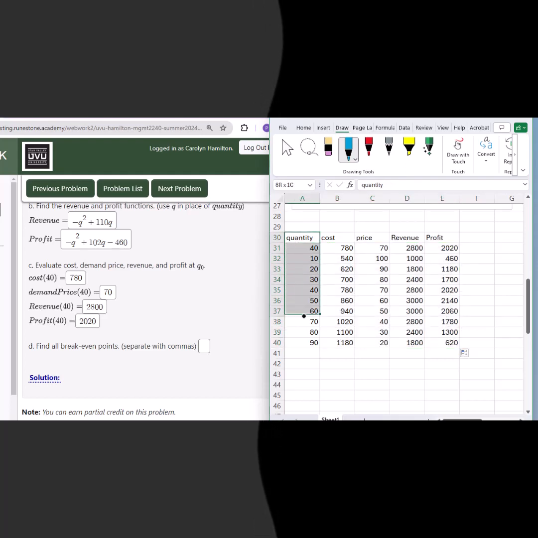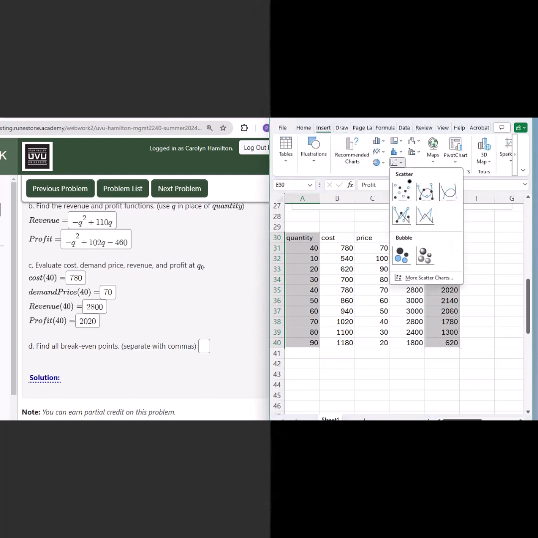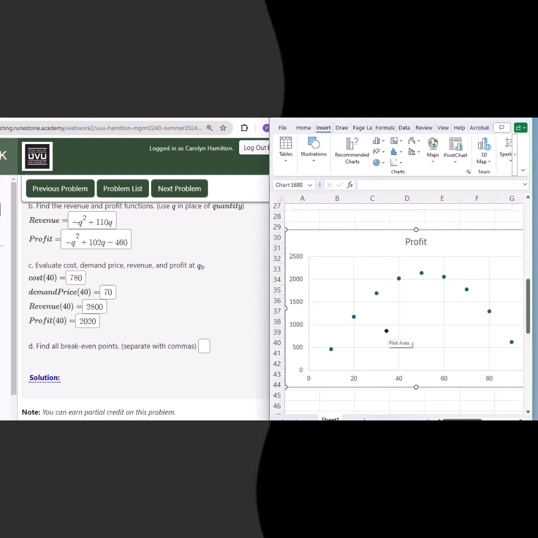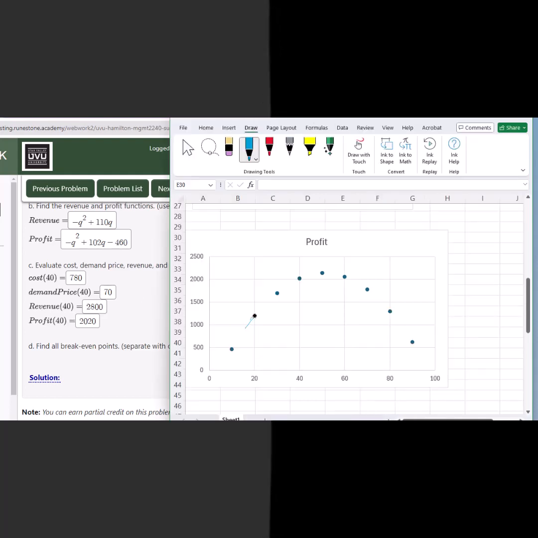So now I want to graph. Select the quantity column, hold down the control key, select the profit column, and then get a graph of that profit function. So my first break-even point, if I extend this graph, you can imagine it coming down over here. So probably less than 10 is where that first point happens. And then over here, I don't have enough data.